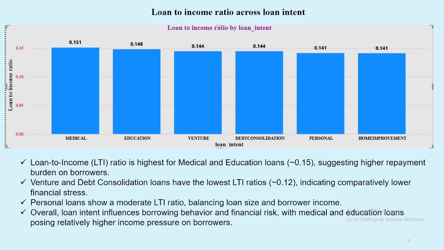Moderate means medium risk, but a high loan to income ratio means there is a high risk and a higher probability of default. That is exactly what this ratio says. Those individuals who have taken loans for medical and education have a higher repayment burden. And a personal loan shows a moderate loan to income ratio, balancing loan size and the borrower's income. Overall, loan intent influences the borrower's behavior and financial risk, with medical and education loans posing a relatively higher income pressure on borrowers compared to home improvement and personal loans.